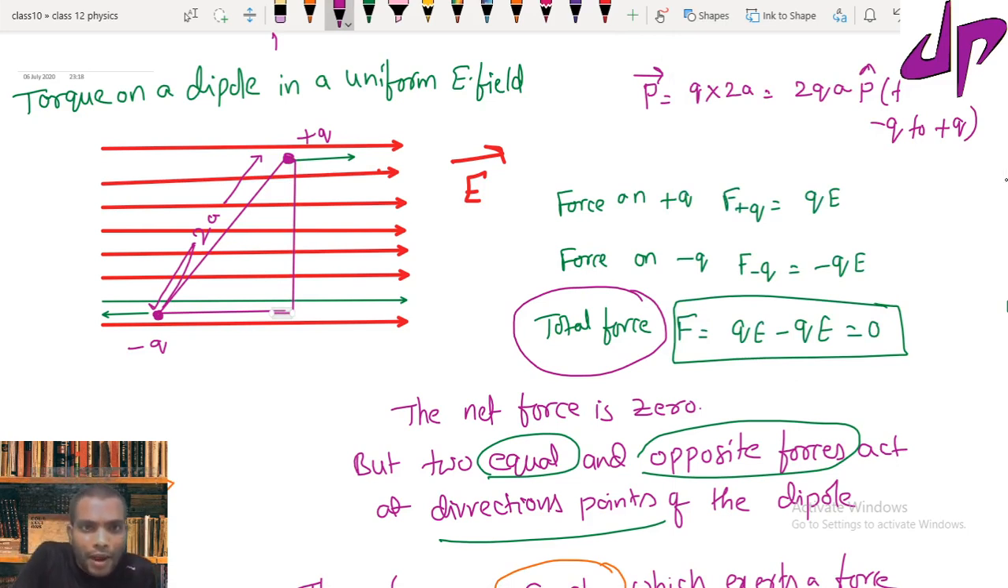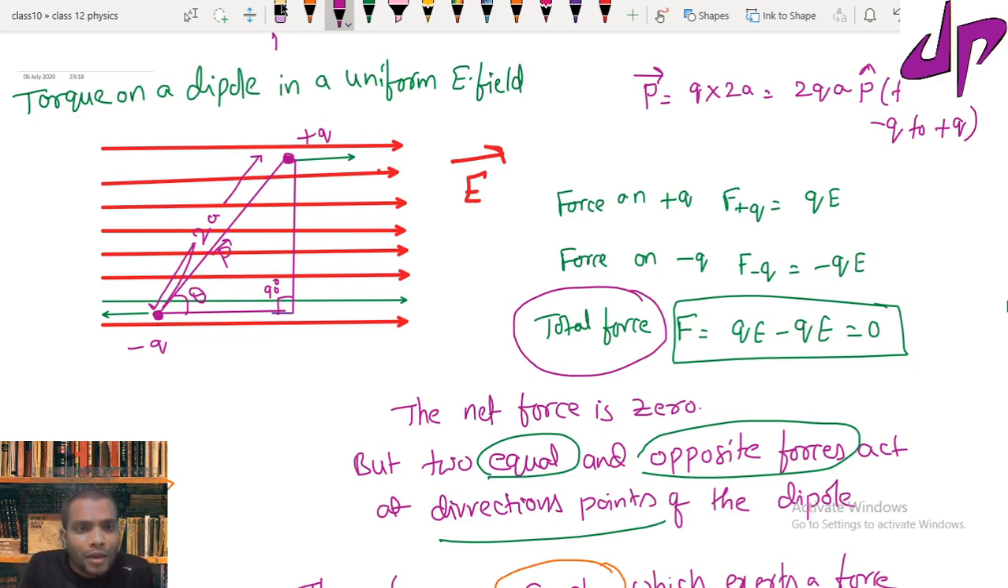Now I need to find this perpendicular distance. So this is the distance, I need to find it out. This we need to figure it out. Now if you take this as the dipole moment P, which is making an angle theta, and this angle is already equal to 90 degrees.